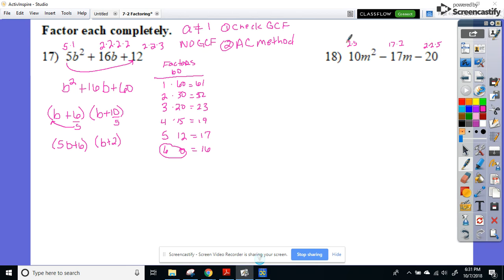There's no GCF. We have a common factor in these two of a 2, but this one doesn't have a 2 in it. So, AC method. We call it the AC method because we're going to multiply the A times the C to pretend for just a minute that this is a different problem. So, positive 10 times negative 20 is a negative 200.